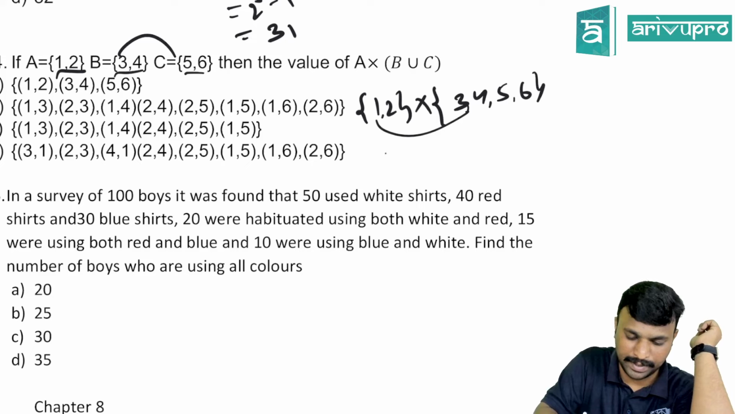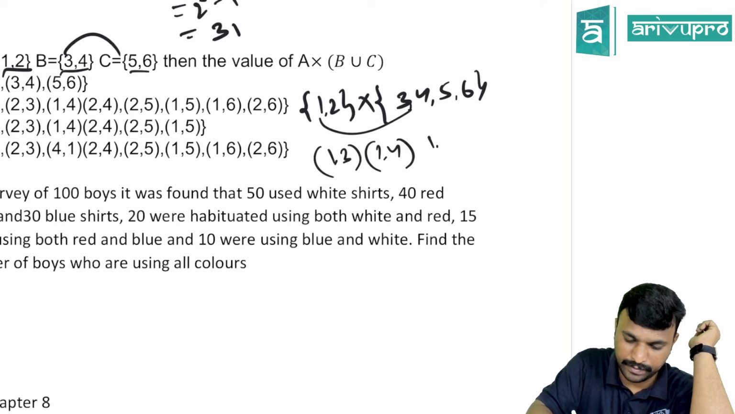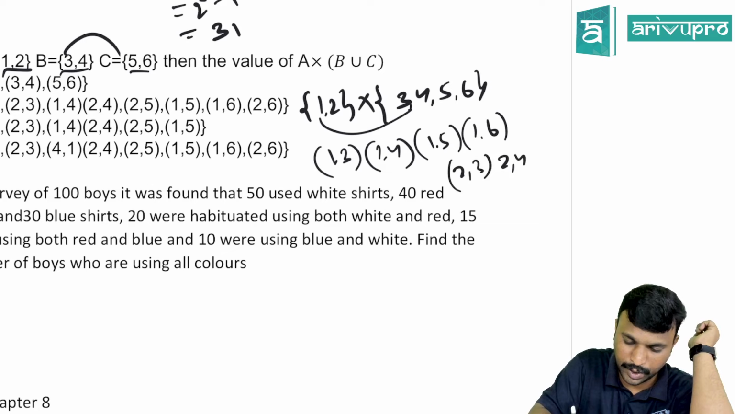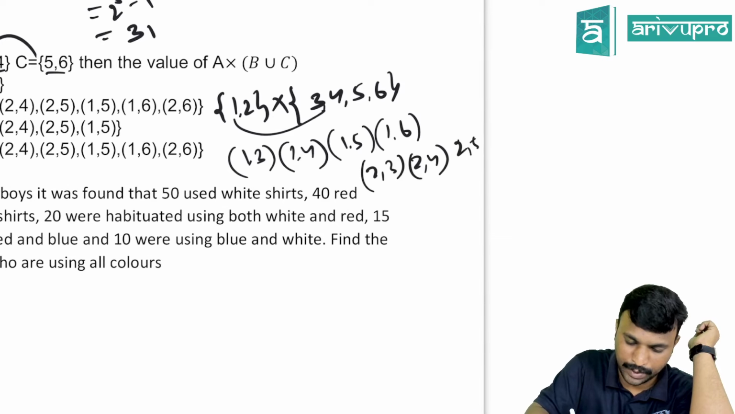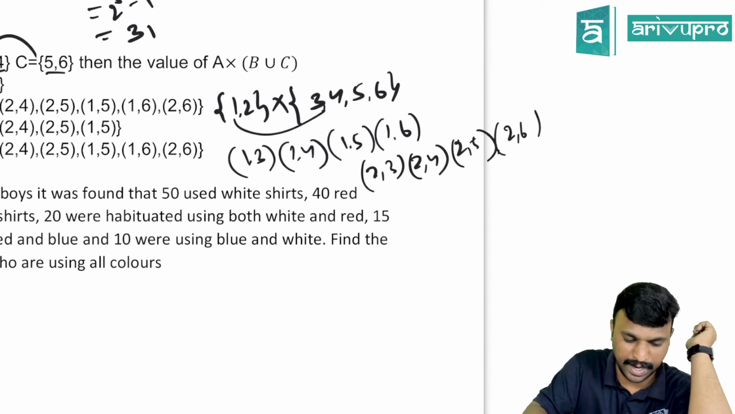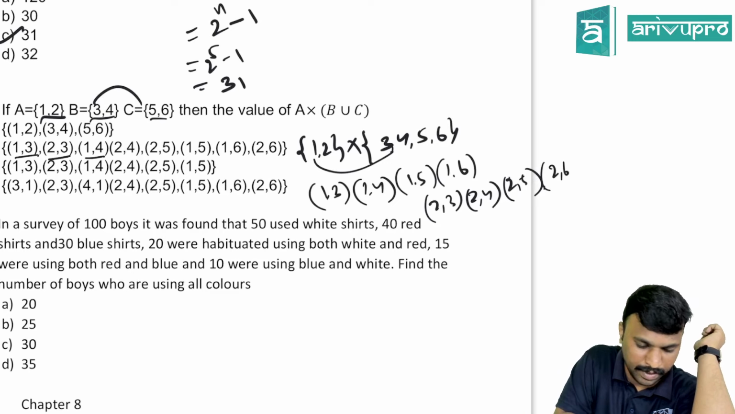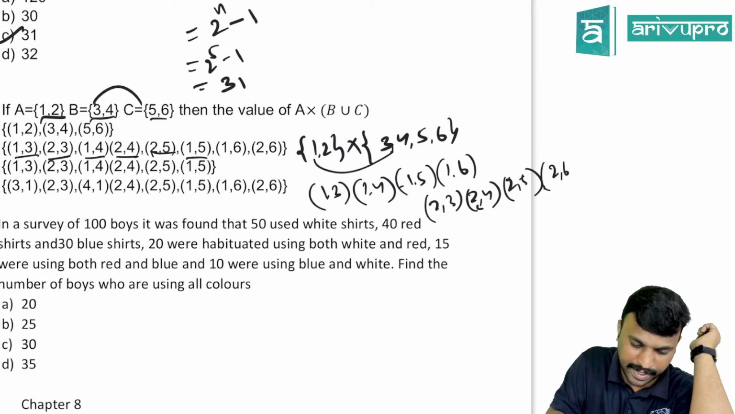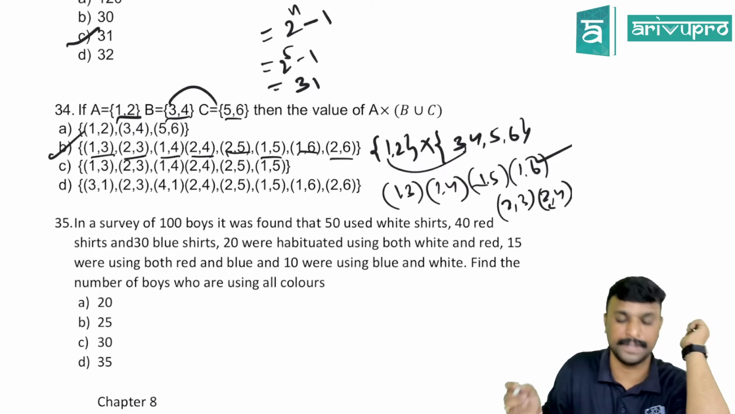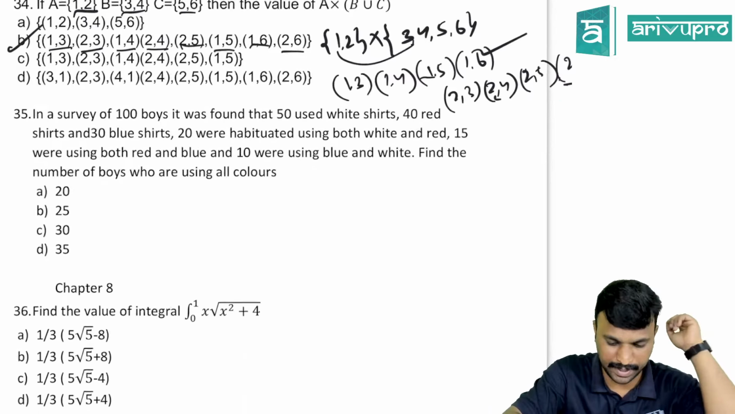Guys, first of all, 1, 3, 1, 4, 1, 5, 1, 6. Then same thing, 2, 3, 2, 4, 2, 5, and 2, 6. So which option is the right answer? 1, 3, 2, 3, 1, 4, 2, 4 is there, yes. 2, 5 is there, yes. 1, 5 is there, yes. 1, 6 is there, yes. 2, 6 is there, yes. So option B is the right answer.